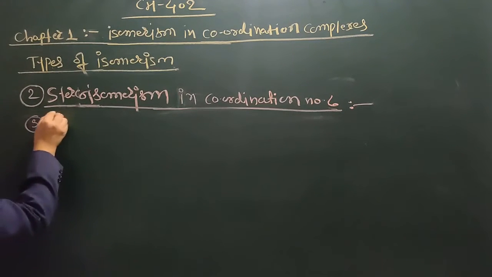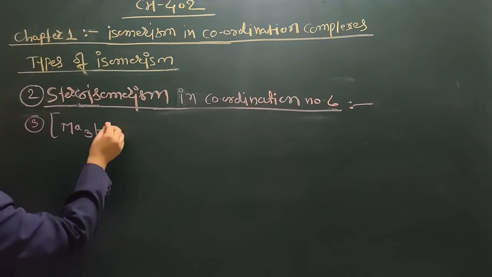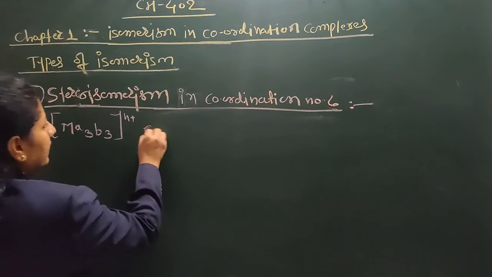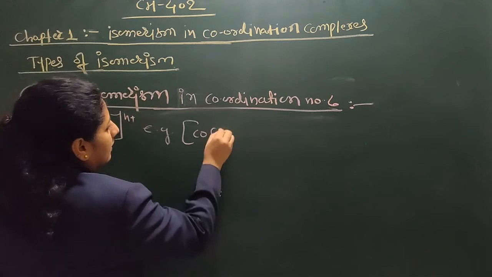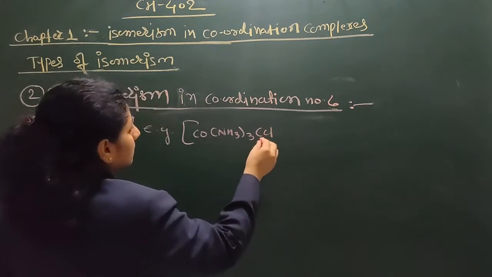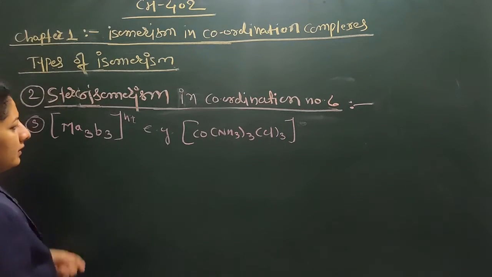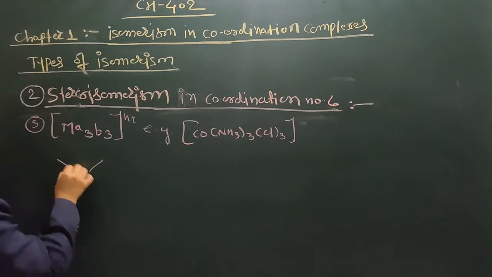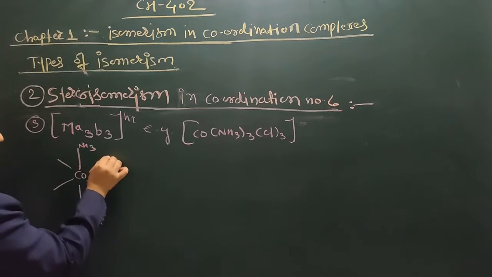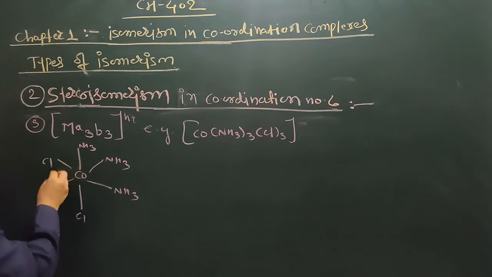The third one, that is Ma3B3. That example is, so here, if we draw the structure of that, that is NH3, NH3, NH3, that is Cl, Cl, Cl.